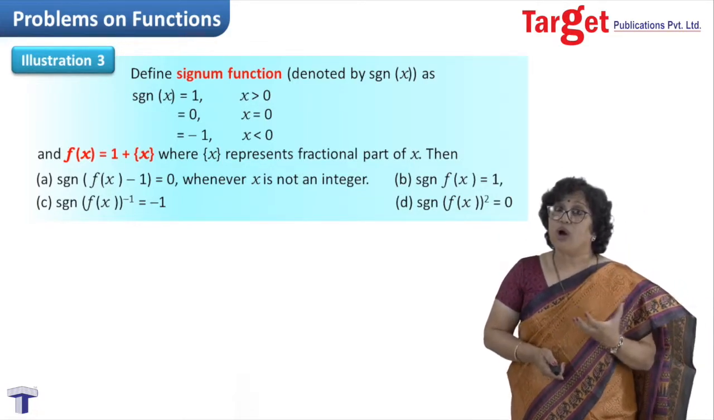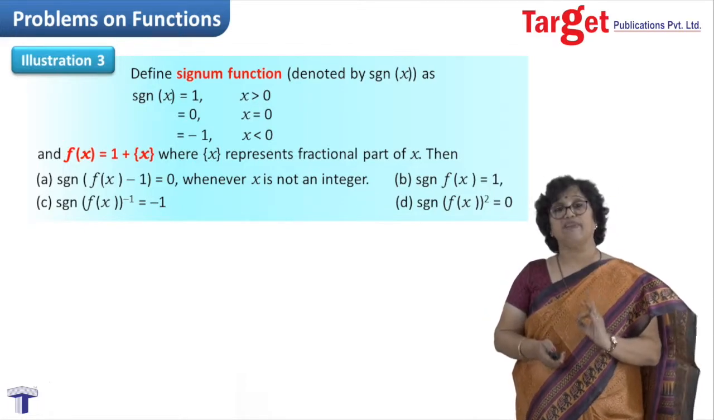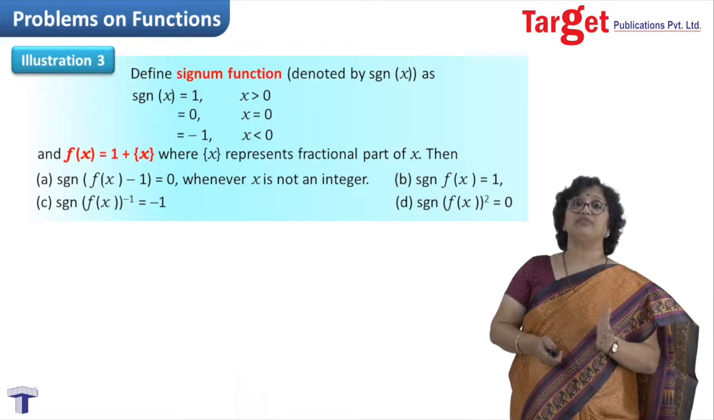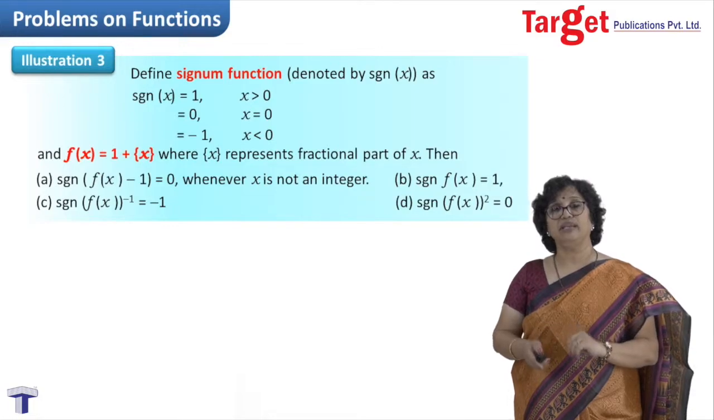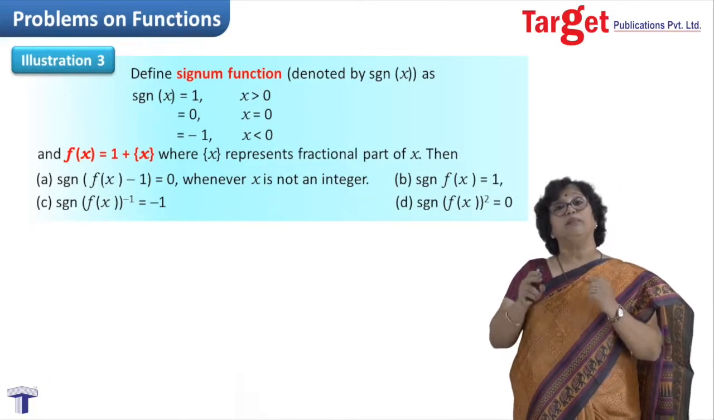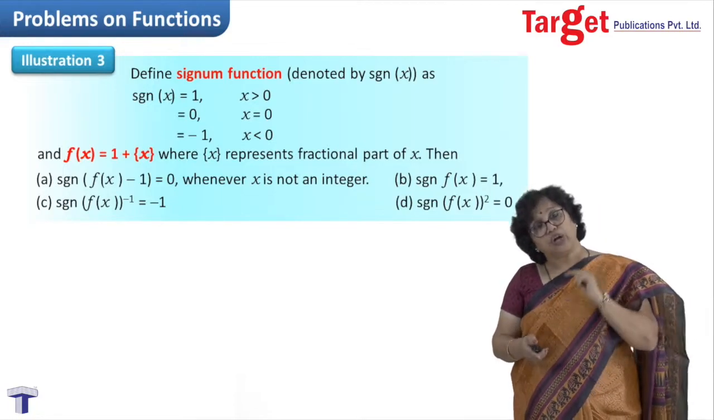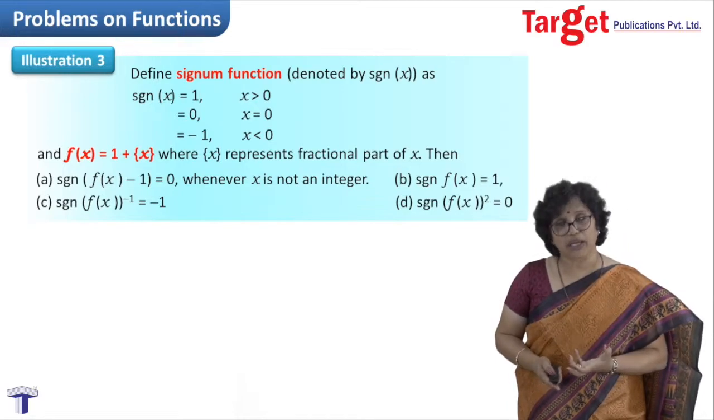Now, first of all, before taking this problem, you should understand the definition of the Signum function. The answer for the Signum function is 1 whenever the quantity on which you are applying it is positive. And the Signum function's value would be minus 1 if the quantity on which you are applying it is negative. This particular idea we will be using.